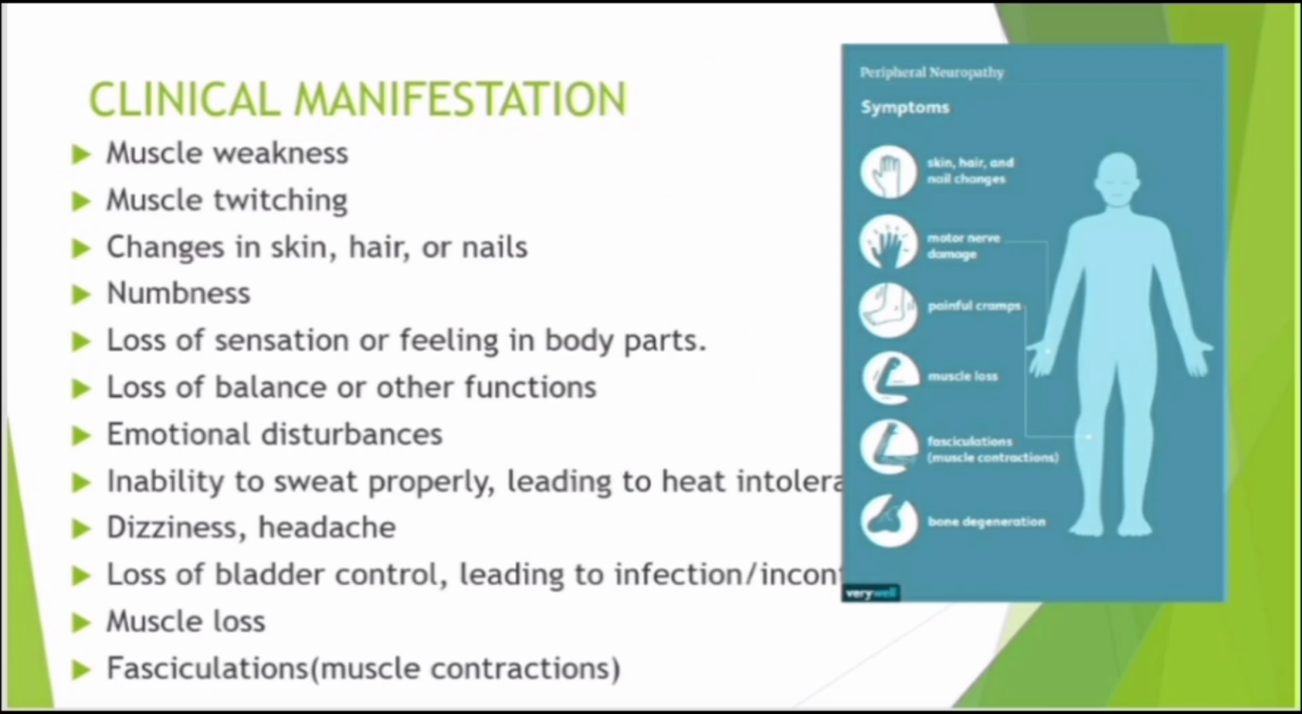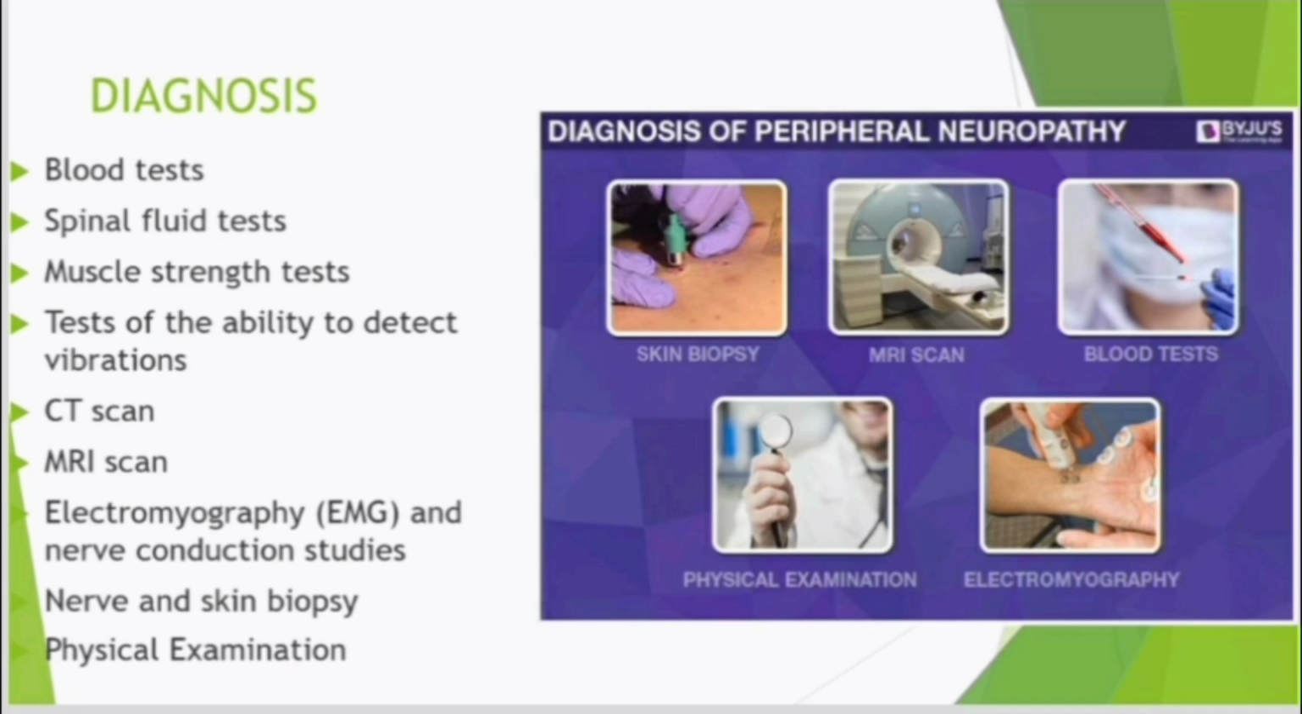Clinical manifestations include muscle weakness, change in skin, hair or nails, numbness, loss of sensation, loss of balance, emotional disturbances, dizziness, headache, loss of bladder control, fasciculations, etc. Diagnosis of peripheral neuropathy: skin biopsy, MRI scan, blood test, physical examination, electromyography, and other tests are included.